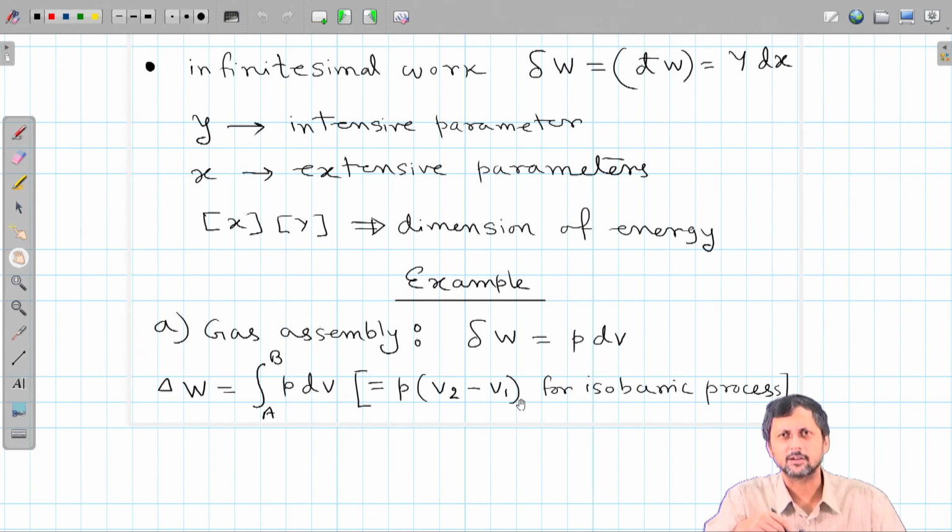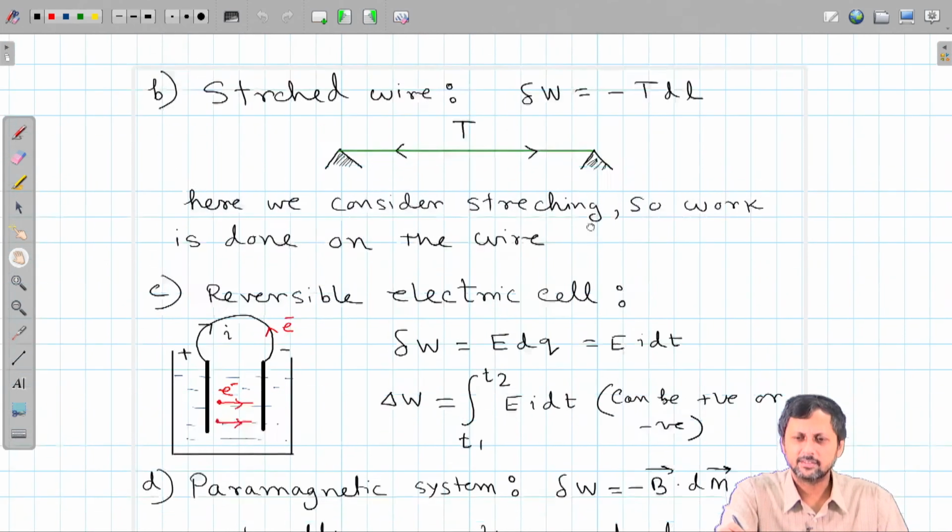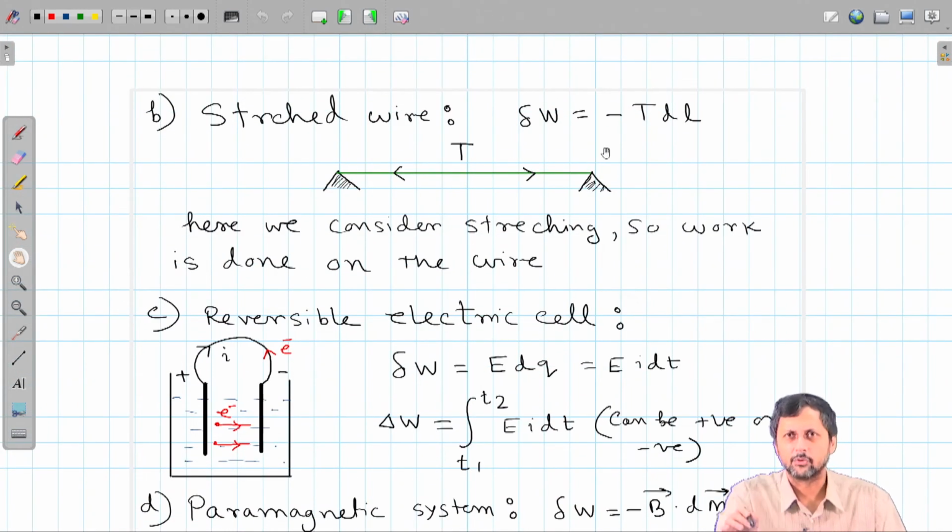But before that, let us look into other thermodynamic systems as well. Let us take the system of a stretched wire. We have a stretched wire, which is an elastic wire.